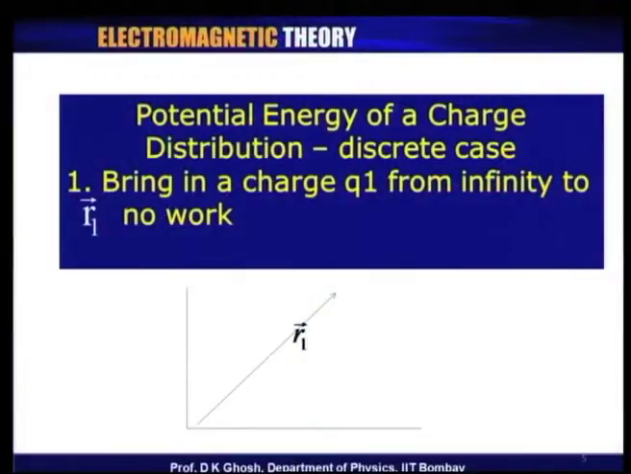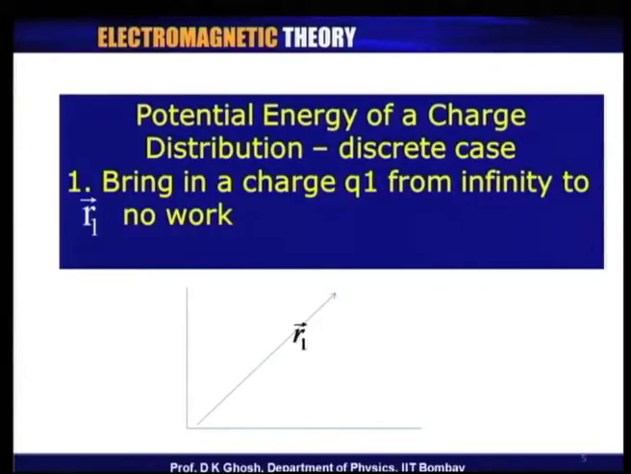Let me now do the following. Because all charges are at infinity, there is no electric field in the finite region of space. So, what I do now is bring in a charge q 1 from infinity and put it in its own location, which is r 1. When I do that, no work is done, because this charge is not subject to any electric field. It is the first charge being brought in from infinity and there is no field existing there at all.